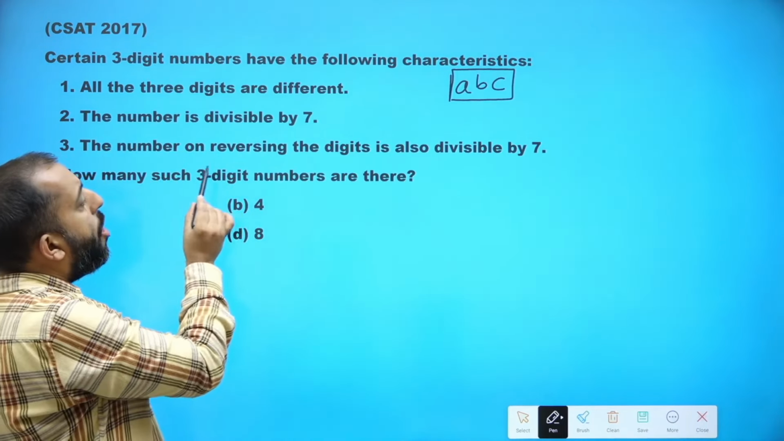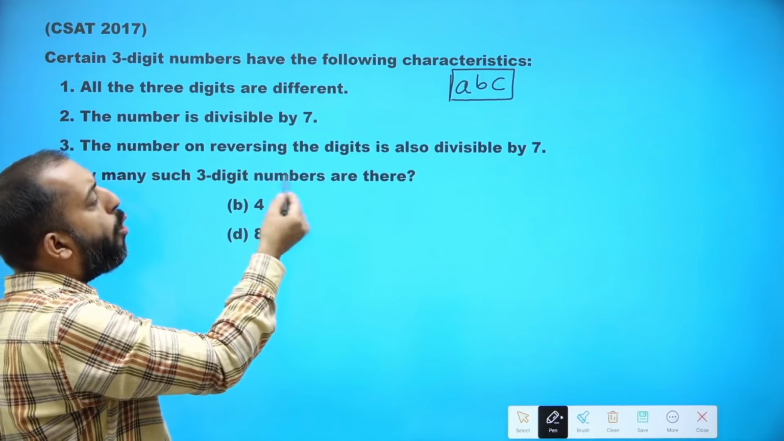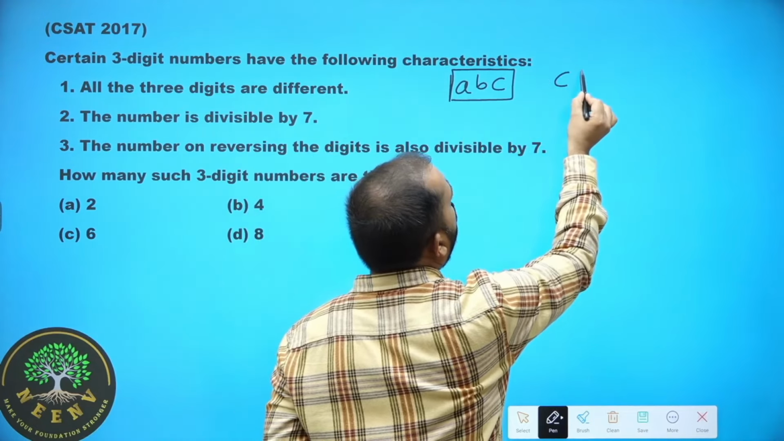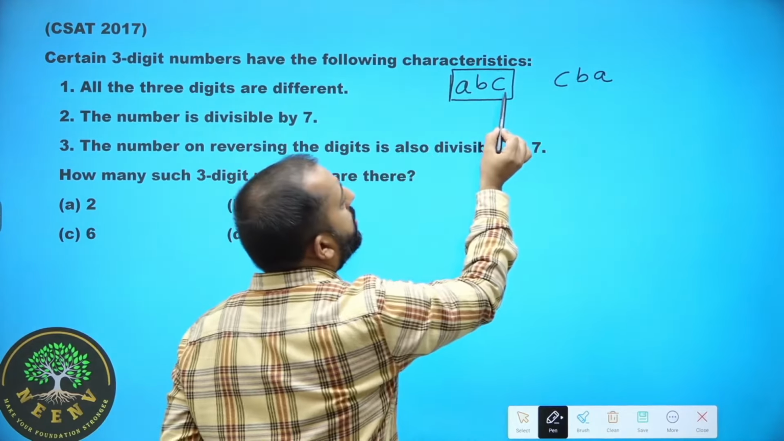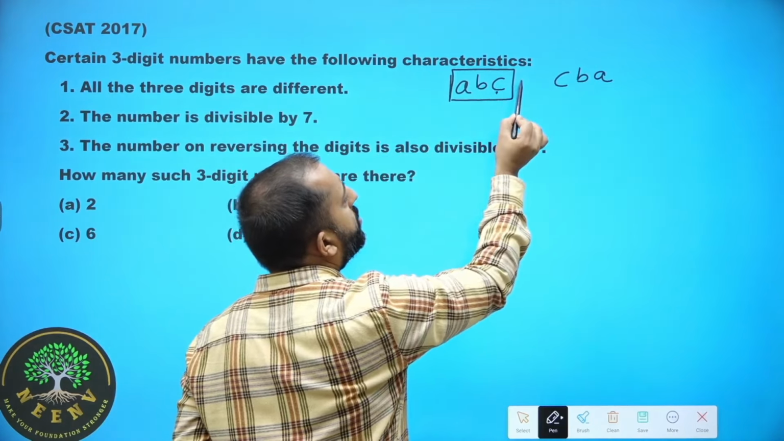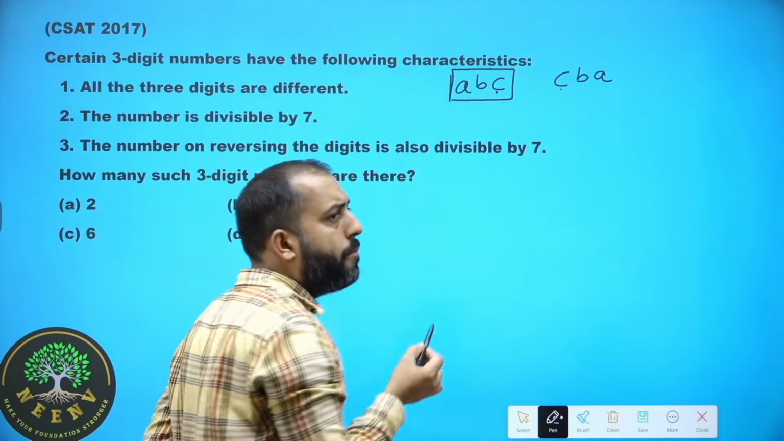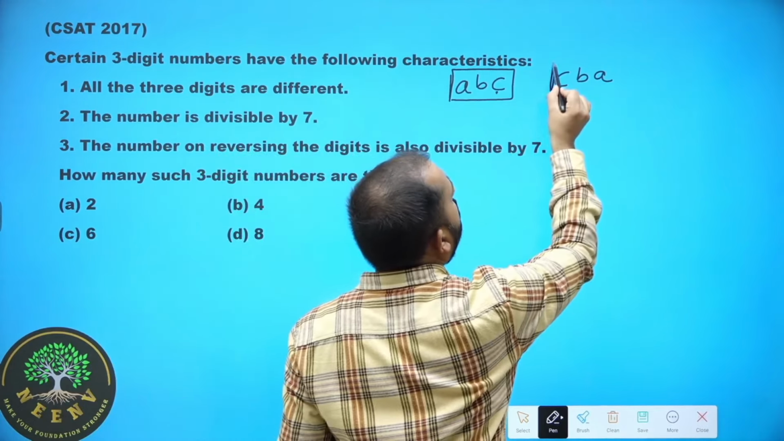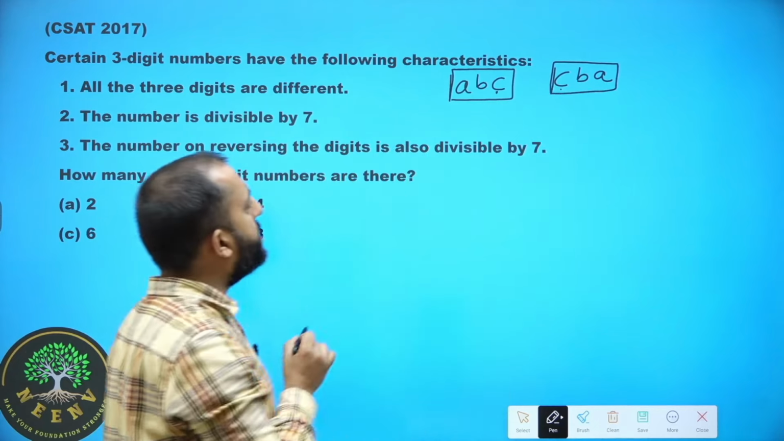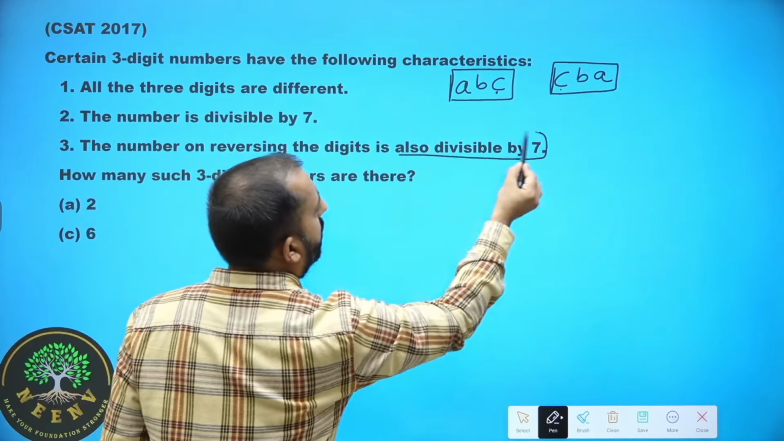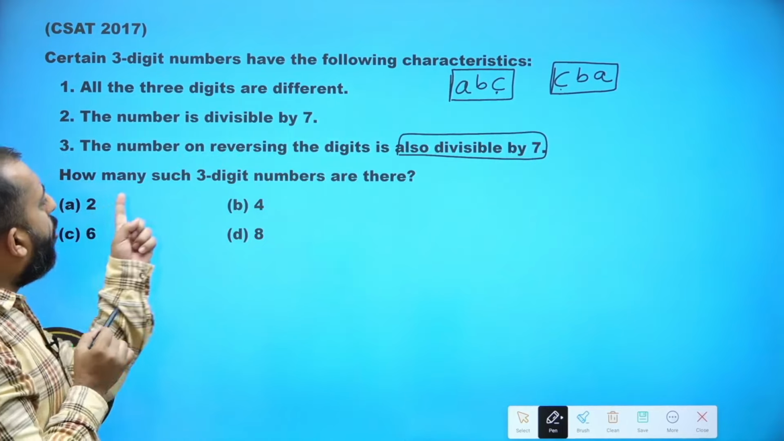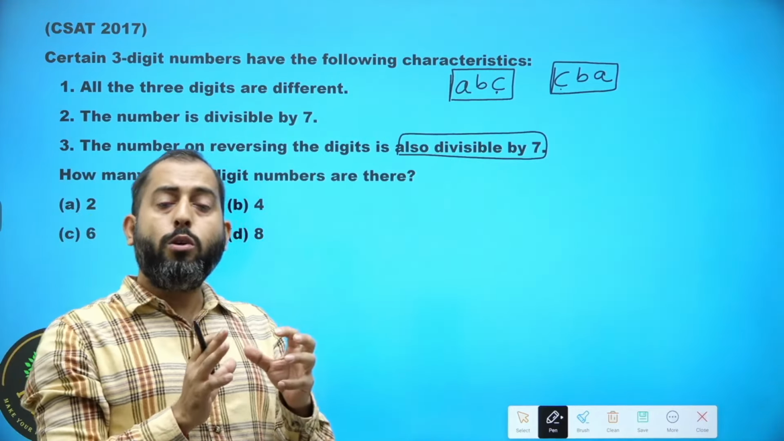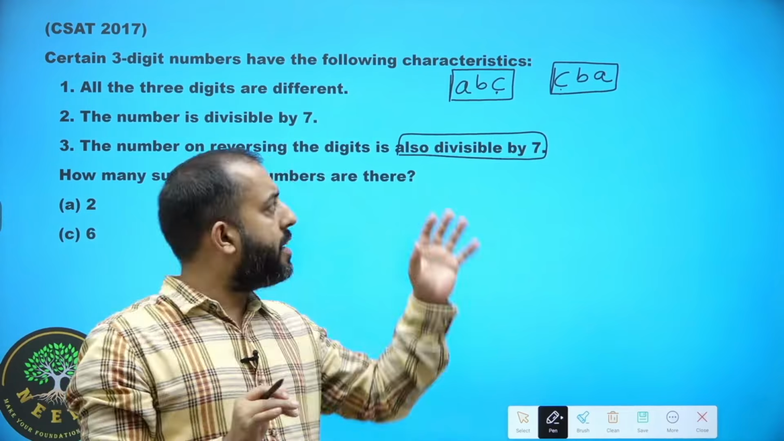Next, the number on reversing the digits is also divisible by 7. If I reverse the digit, the new number obtained will be CBA. C was the units digit over here, so on reversing, C will become the 100th digit in the new number. And this new number is also divisible by 7. Now, how many three-digit numbers are there? So we have to find out the count of all those three-digit numbers that are justifying this condition.